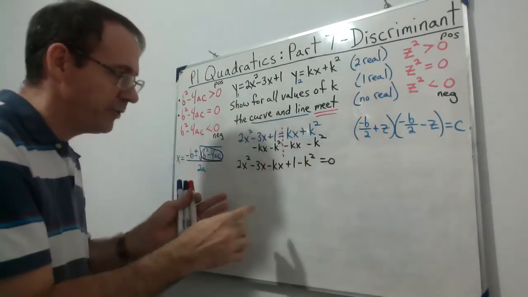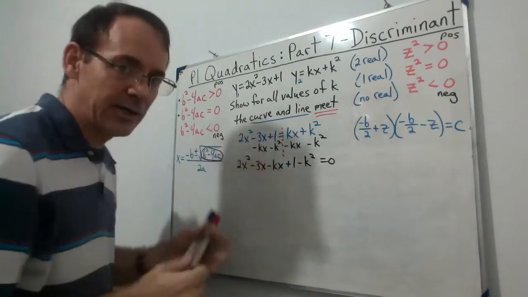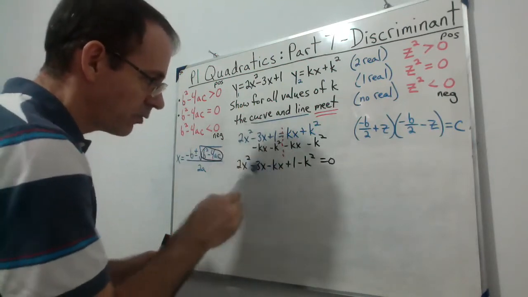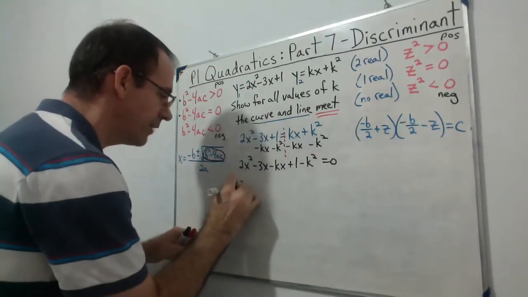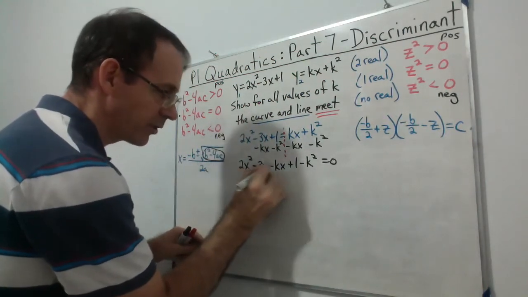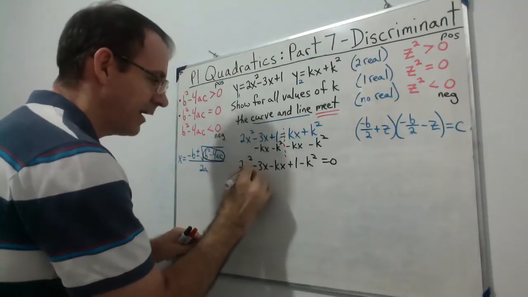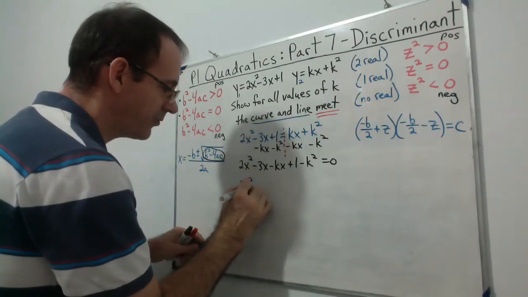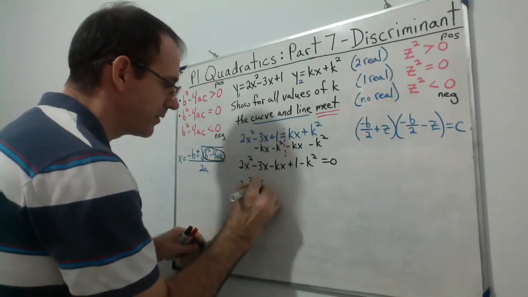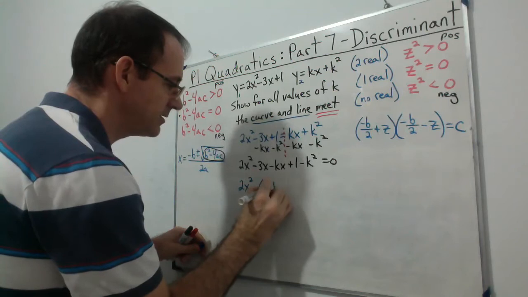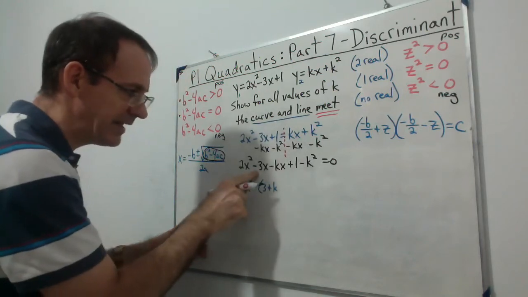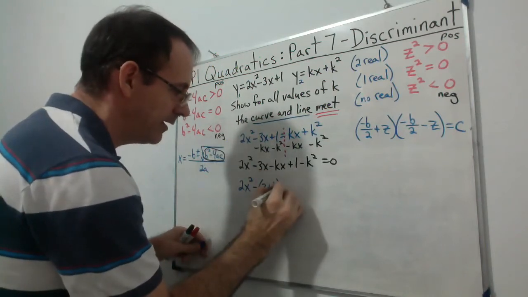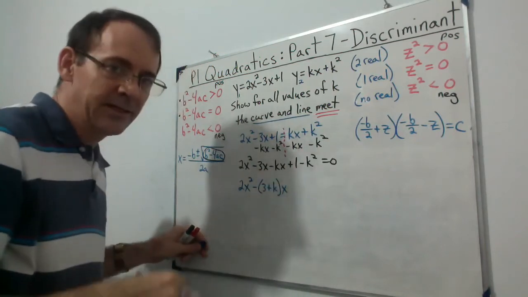Now we want to combine our like terms by factoring what is common here. So we have 2x squared. We're going to factor out that x. And so what we end up with, and we can also factor out the negative so that we get 3 plus k. So we're going to factor out the negative to the front, have 3 plus k in the middle, and factor out the x to the back.